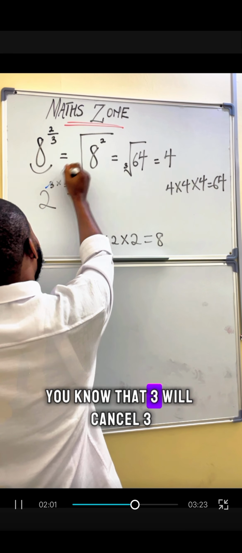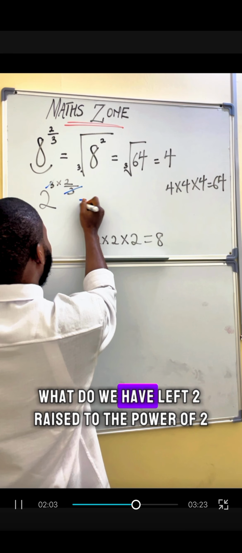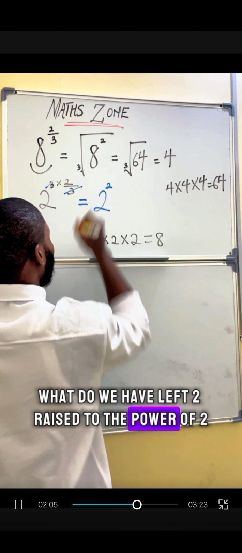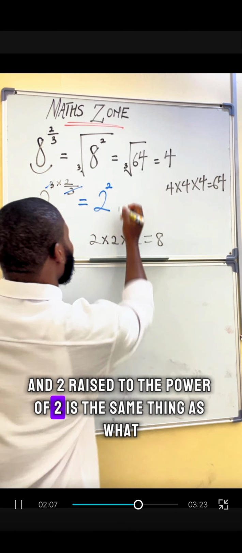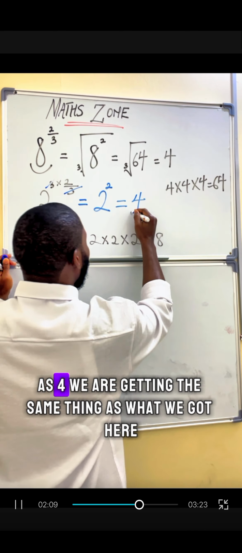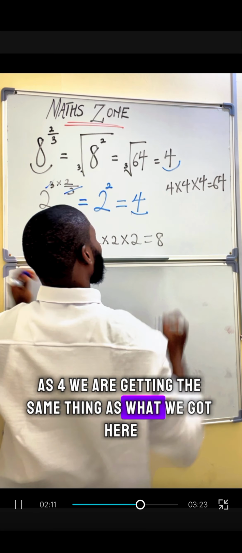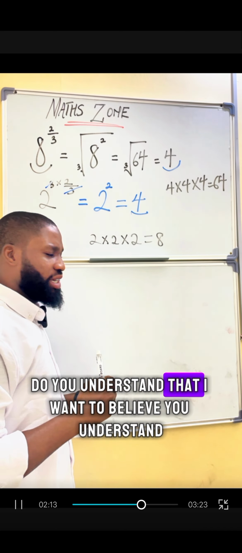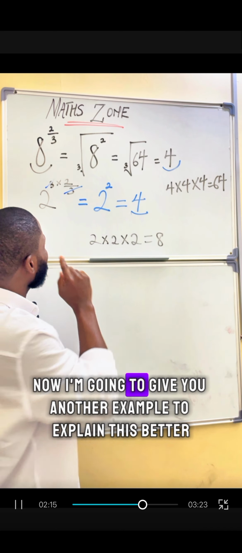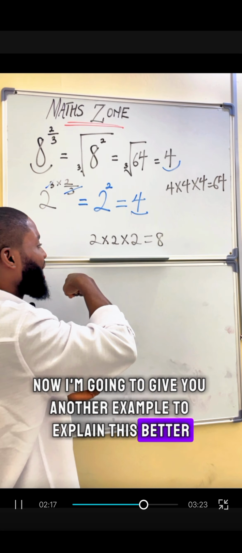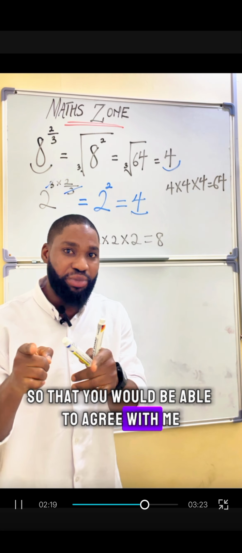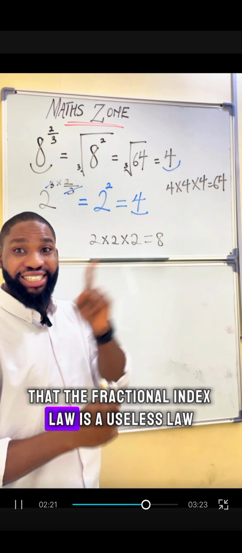You know that 3 will cancel 3. What do we have left? 2 raised to the power of 2. And 2 raised to the power of 2 is the same thing as what? As 4. We are getting the same thing as what we got here. Do you understand that? I want to believe you understand. Now, I'm going to give you another example to explain this better, so that you will be able to agree with me that the fractional index law is a useless law.